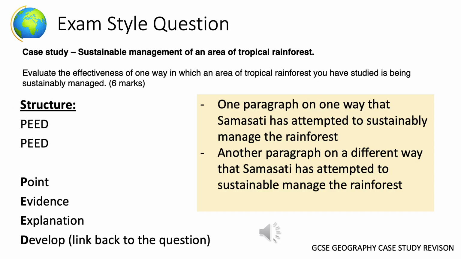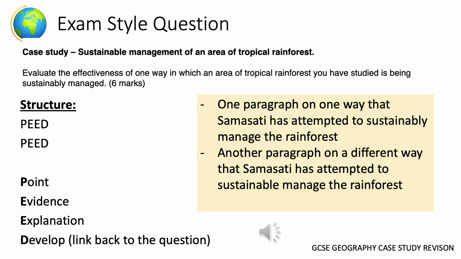So let's take a look at an example question. The question says, to evaluate the effectiveness of one way in which an area of tropical rainforest you have studied is being sustainably managed. The area of tropical rainforest in this instance is the rainforest in Costa Rica, and the way in which it's being sustainably managed is through ecotourism. For this question, which is worth 6 marks, you will need to follow the structure on the left-hand side, which is simply PEEd on PEEd.